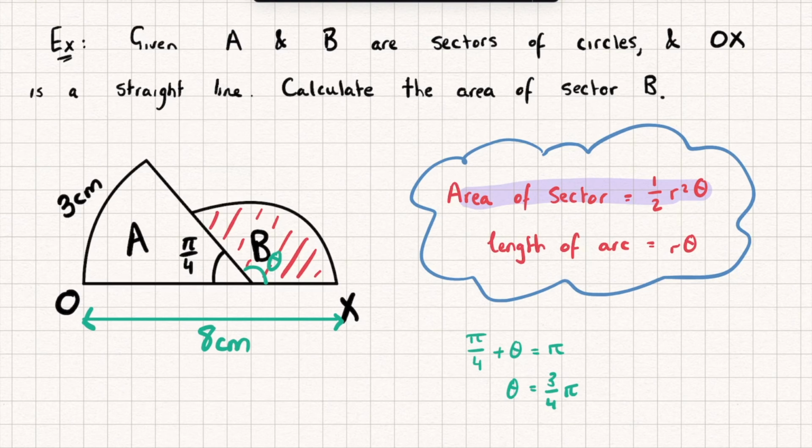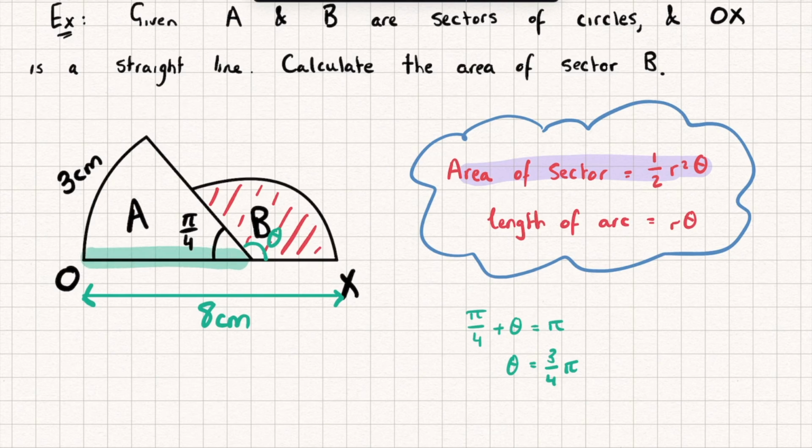The next thing we need to do is find the radius of this sector. And to do this, what I could do is find the radius of the sector where I have more information, and then use the fact that this total length is 8 to find the difference, which would leave me with the radius. So let's do that. So let's start off by finding the radius of the sector here.